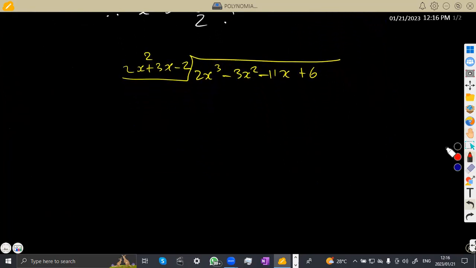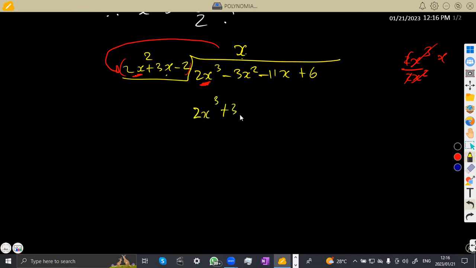Remember what I said, guys, when you are dividing, it's always first term versus first term. So 2x cubed divided by 2x squared. This is going to cancel, x squared into this, that's x. Guys, from your O-level maths, you can tell this. So you're going to obtain x. And whatever you get, you multiply back to everything that you see here. So let's multiply back. X times 2x squared, that's 2x cubed. X times 3x, that's 3x squared. X times minus 2, that's minus 2x.